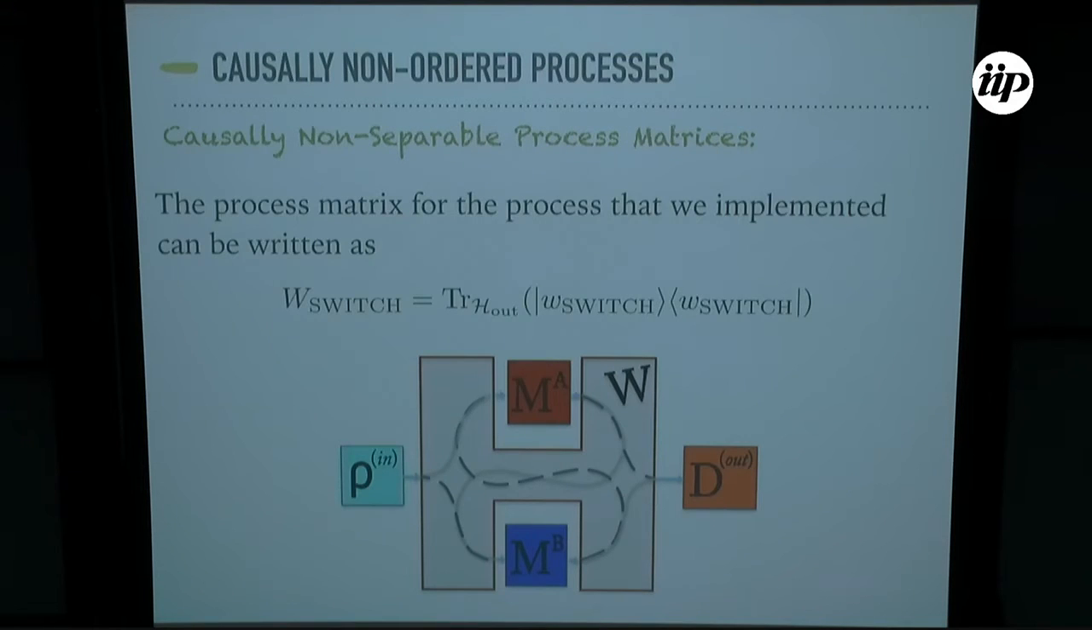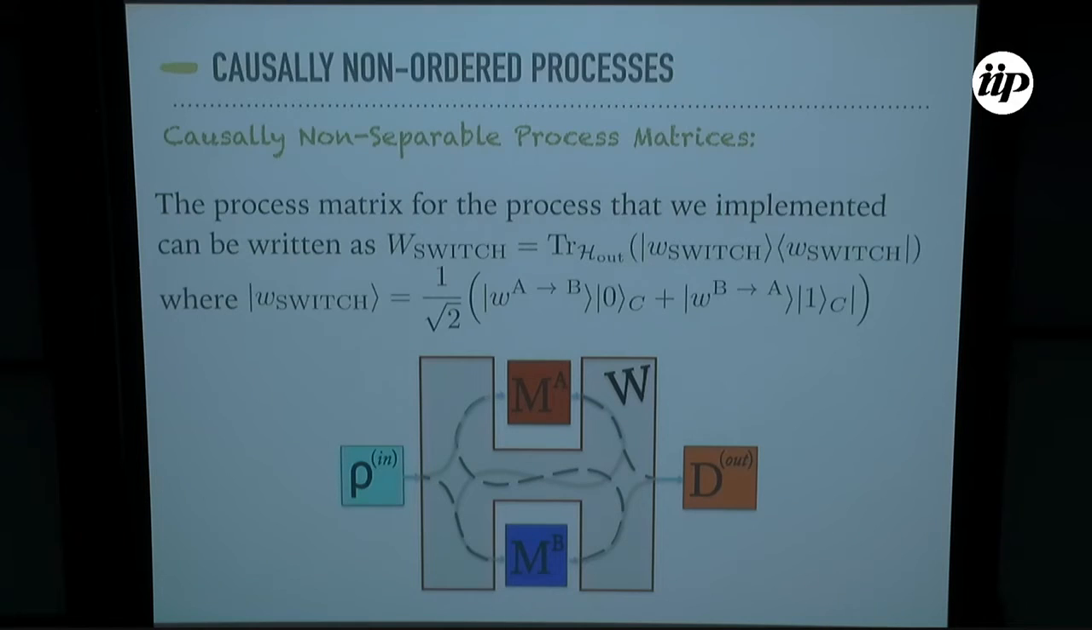This was the scheme of the quantum switch as I showed you. Now, in our experiment, we decided to measure only on the control qubit. So basically, our operation was to trace out the Hilbert space of the control qubit. And so the process matrix of the switch can be written as this ket-bra of the vector of the quantum switch, which has this form.